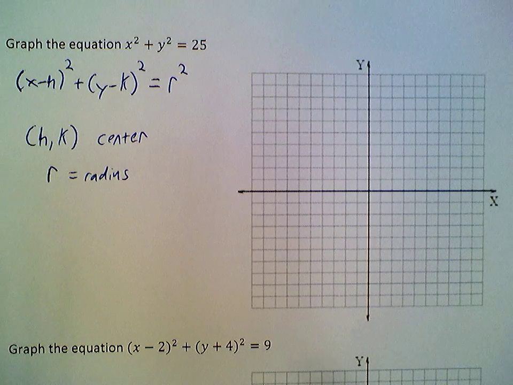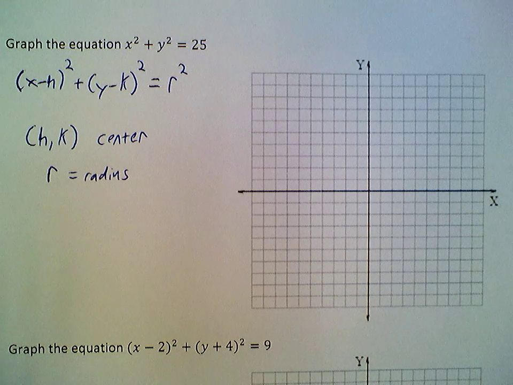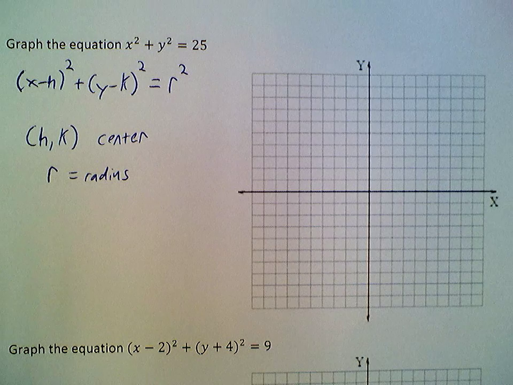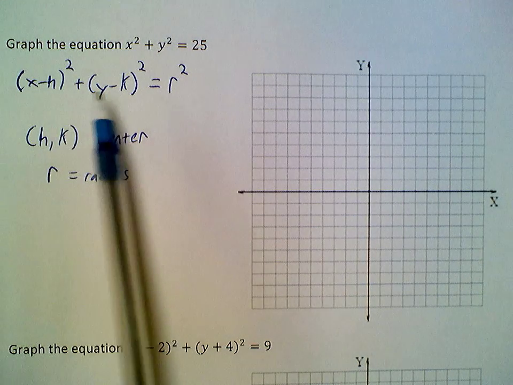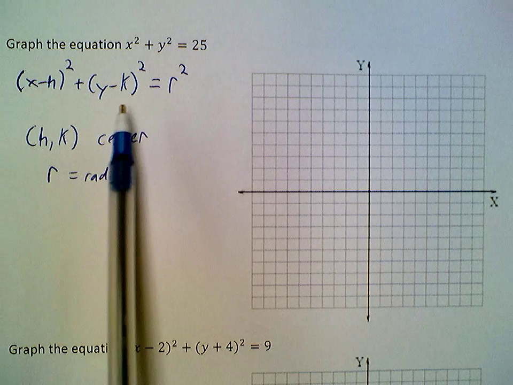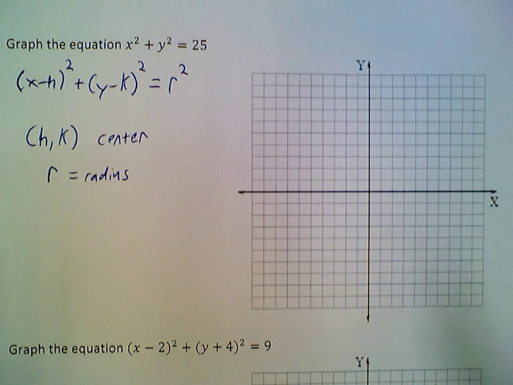Now you might be wondering, why do they use h and k for the center? I don't know, they just do. Most math books you'll see actually do use h and k, so it's relatively standard. But if you have an equation in this form, that tells you how to graph the circle, basically.